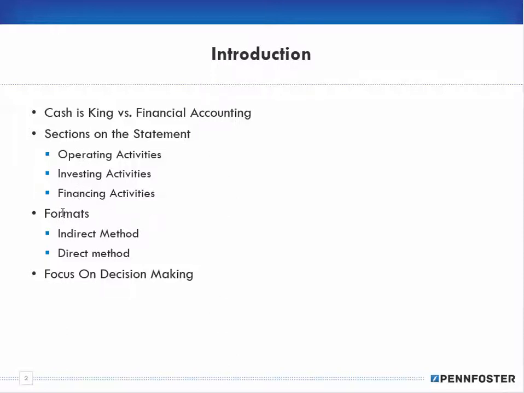And then we'll also cover the formats for creating the statement of cash flows using the indirect method and the direct method. And of course, at the end of every chapter, there's been this focus on decision making to look at some financial ratio. So we'll cover cash is king versus financial accounting in this video, and then do the others in future videos. And again, how many videos, I don't know. We'll just see as we go along.